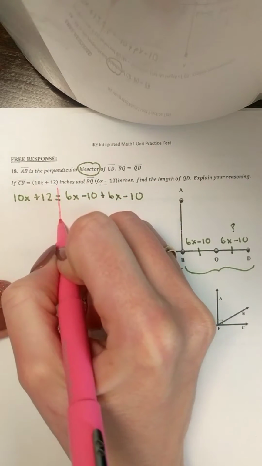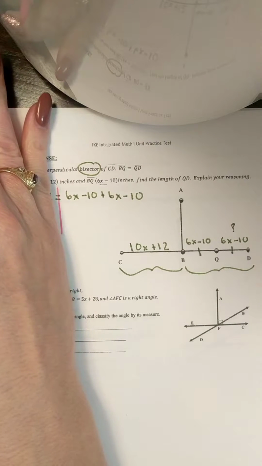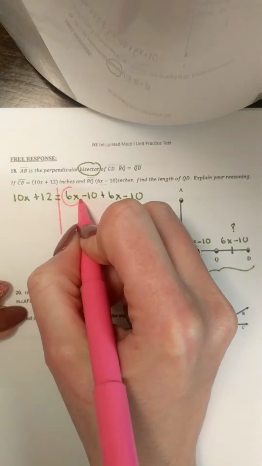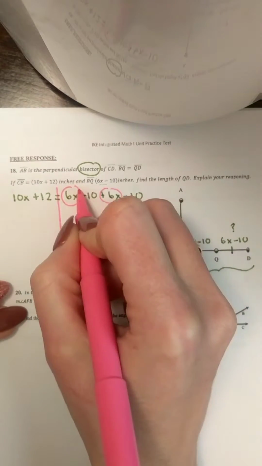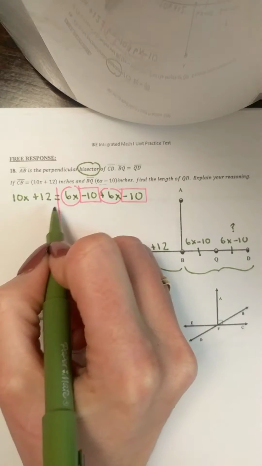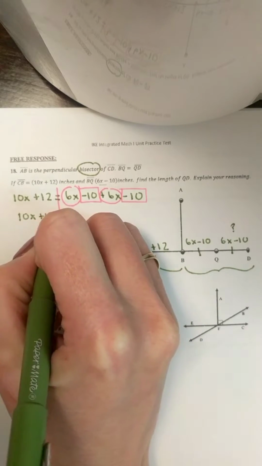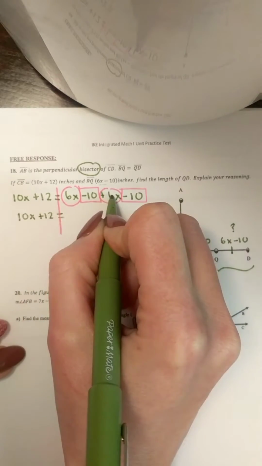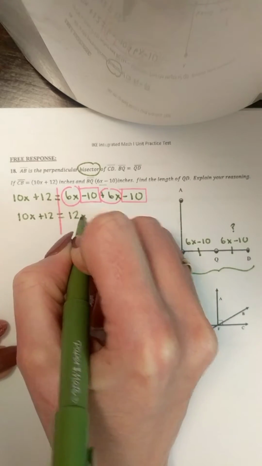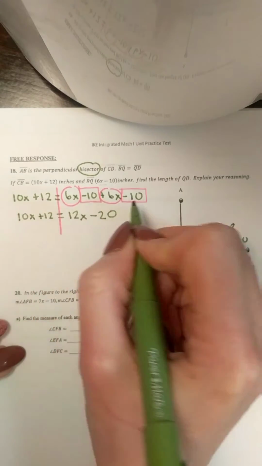So the first thing we do is draw a line down from our equal sign. If we look on our right side, we have like terms. So you want to combine your like terms. So we're going to combine our x's together and our constants together. We haven't done anything with the left, so we will just bring it down. 6x plus 6x is 12x. Negative 10 minus 10 is negative 20.